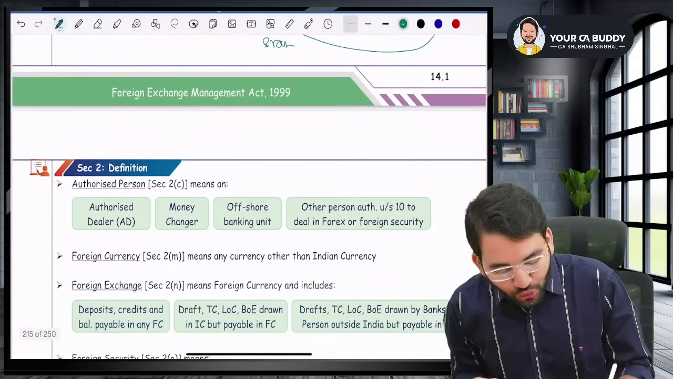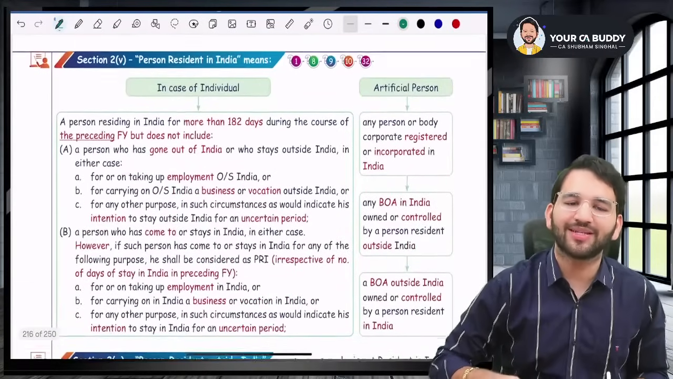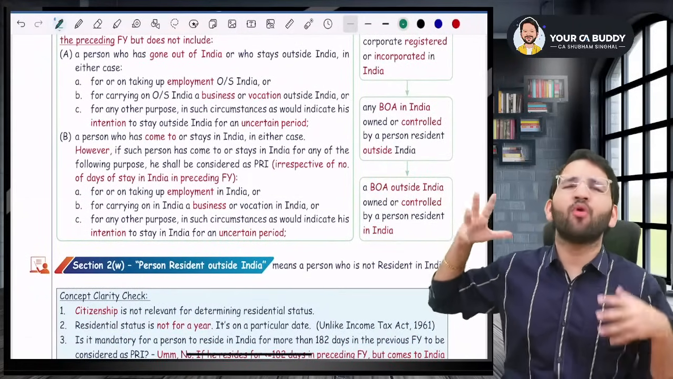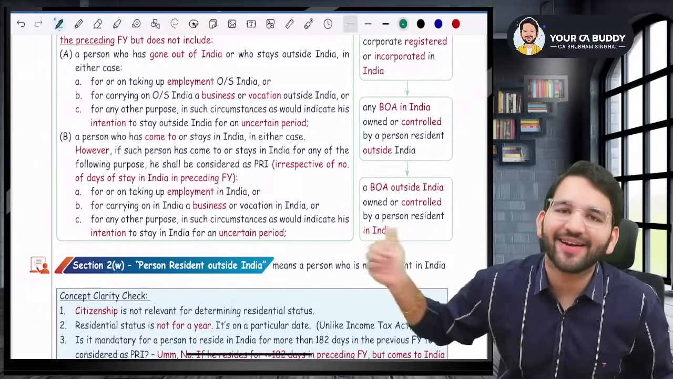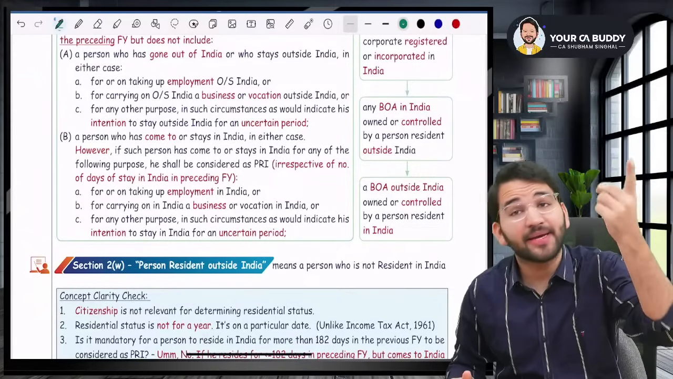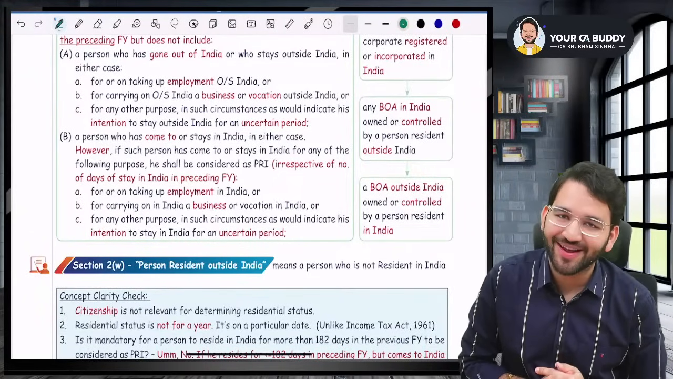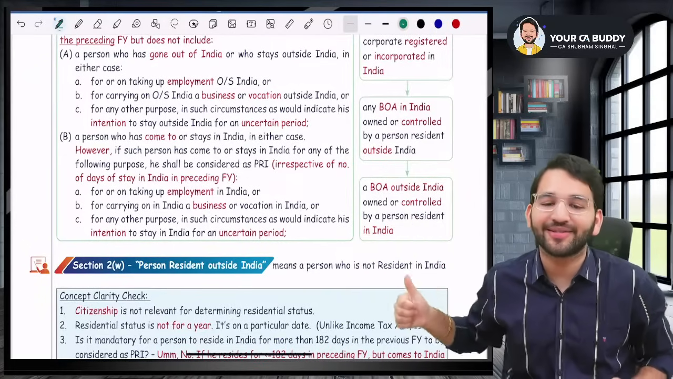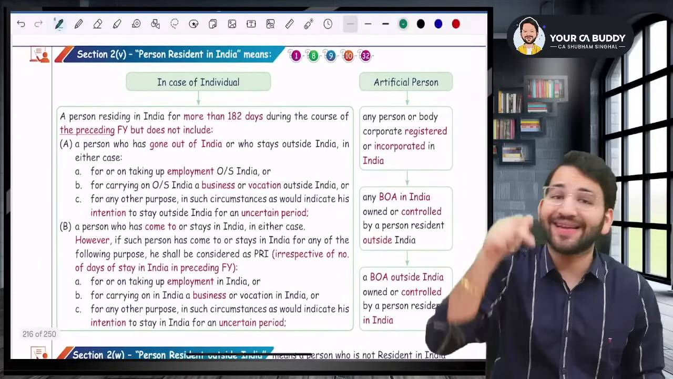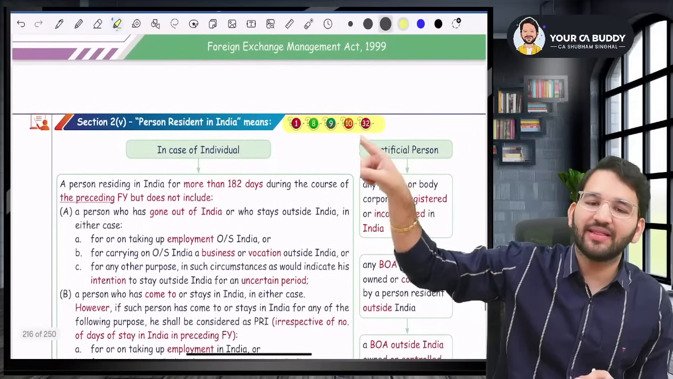Okay. Now, sir, section 2 talks about definitions. Straight away, we will first come to the most important definition, which is person resident in India and person resident outside India. Sir, I will first explain that most difficult section, which is person resident outside India. What do you mean by a person resident outside India? Person resident outside India means a person who is not a resident in India. Wow, sir, what a revision! Yes, person resident outside India means a person who is not a resident in India. But what is the meaning of person resident in India? Sir, such an important definition. You see, in my summary notes, I have given these references.